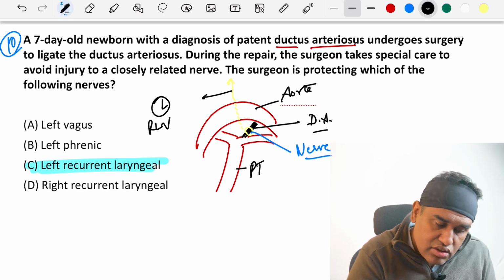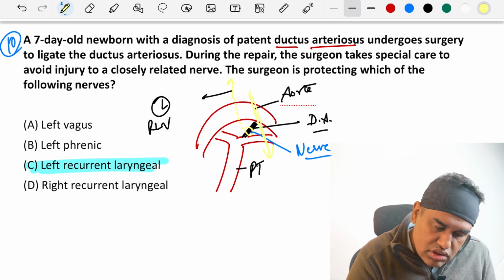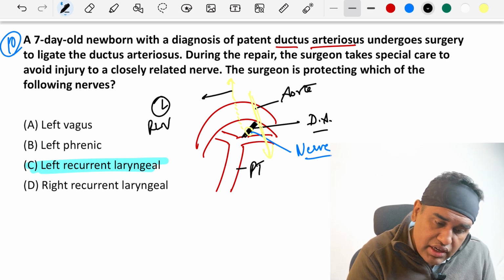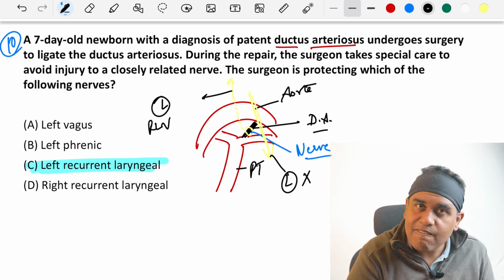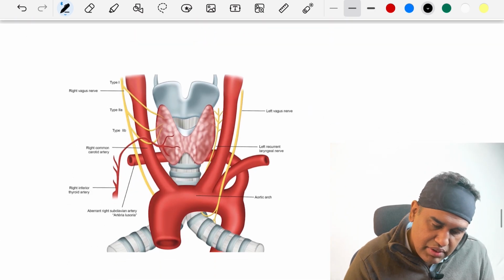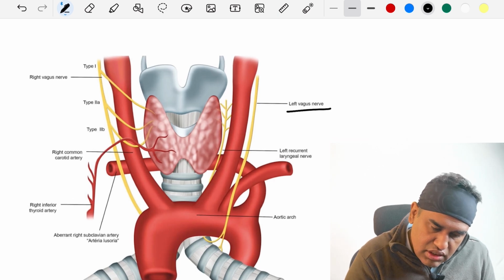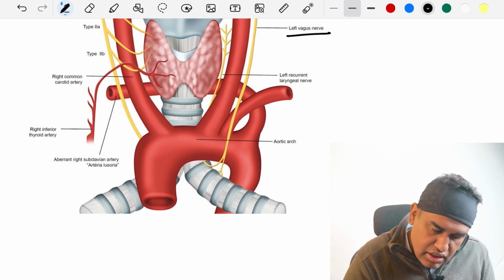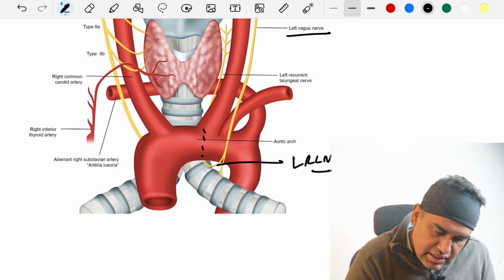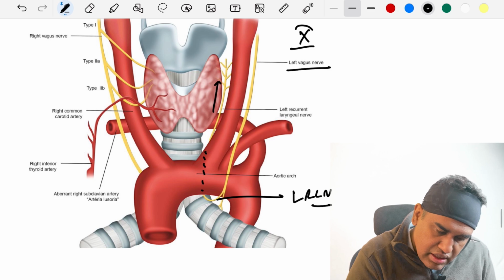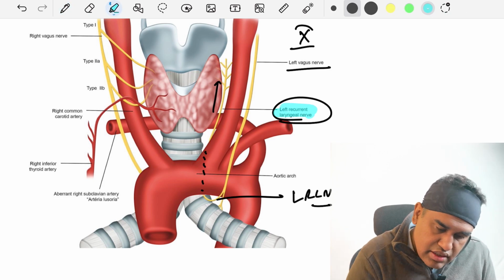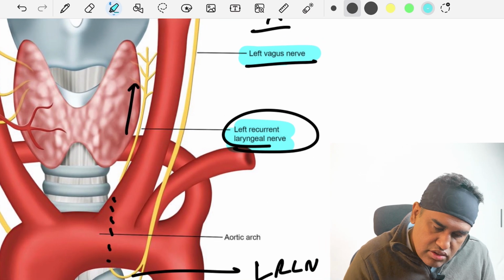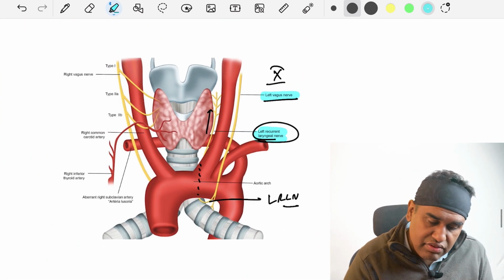Though remember, it is not just the left recurrent laryngeal, but actually the left vagus is also very close, and the vagus is going down. This is the left-sided vagus nerve. Let us see with an image over here. Look at this image, I'm just zooming it. This is the left vagus nerve, the 10th nerve, and see over here how it gives off the left recurrent laryngeal nerve, which then ascends up. Let me highlight this and this, and zoom it for you guys to see. This is the left recurrent laryngeal nerve.